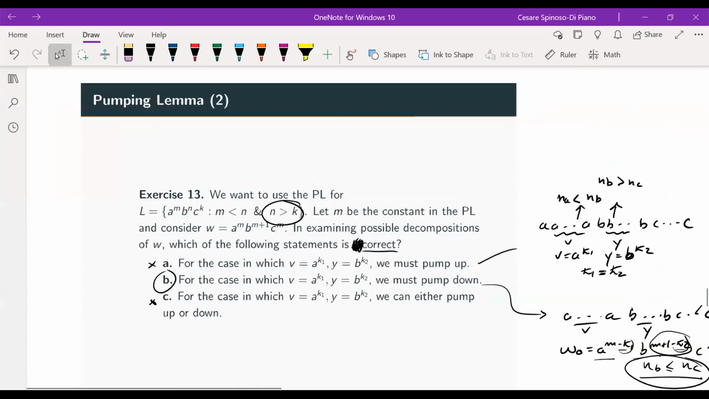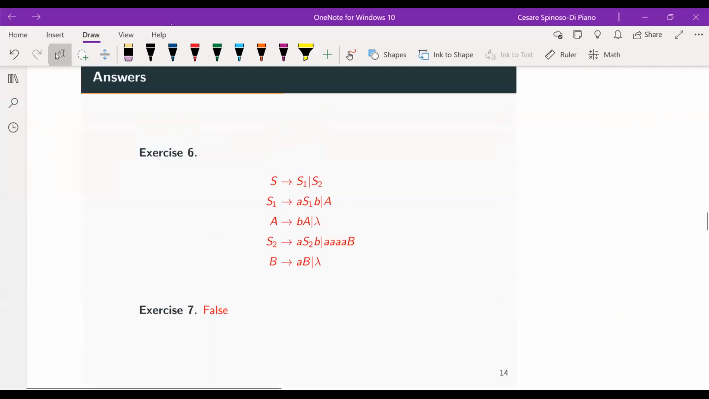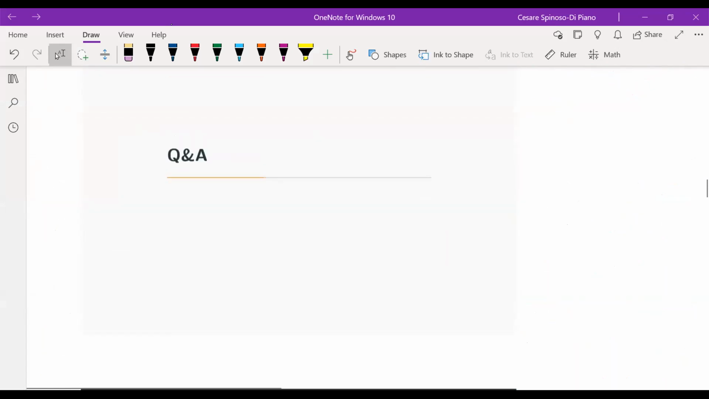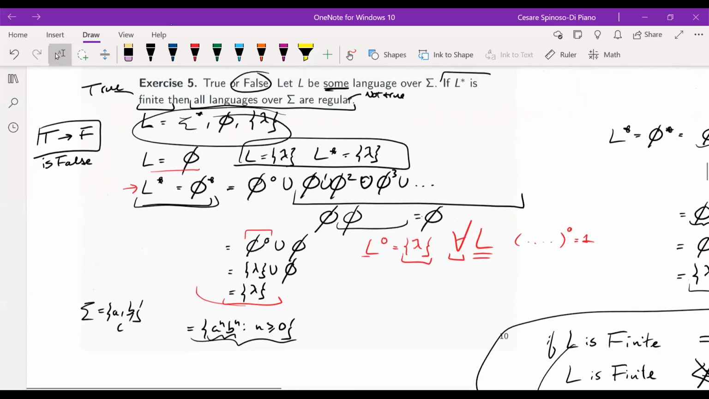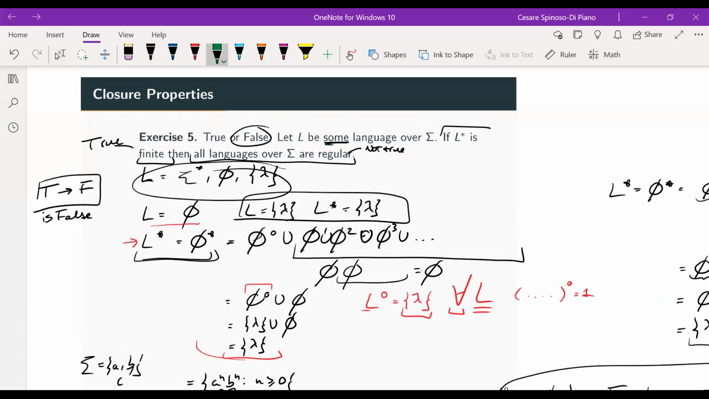Question 5. All right. What was question 5? Oh, the pumping lemma one? Oh, this one. Right, okay. What does language over sigma mean? Wait, are you sure that was about question 5 or is it about question 7? Oh, no, here. Right, yes, that's a fair question.